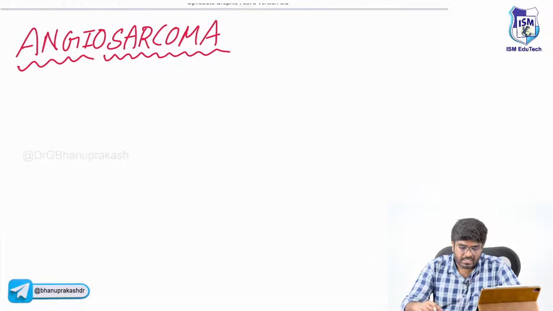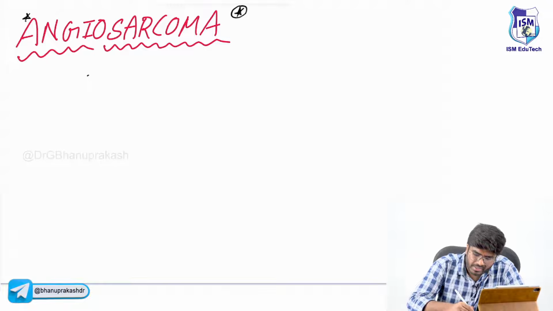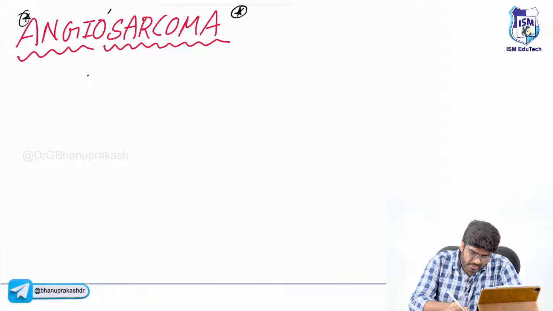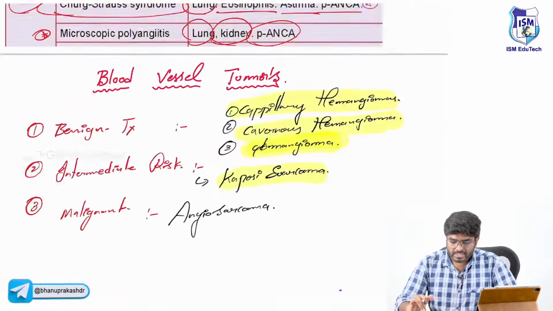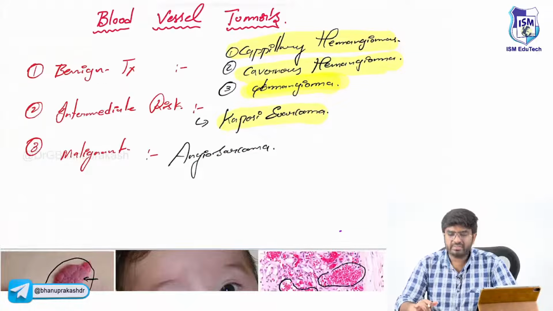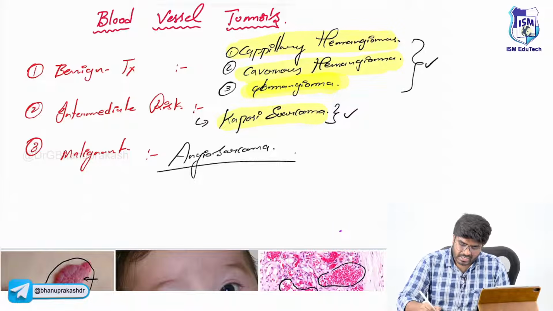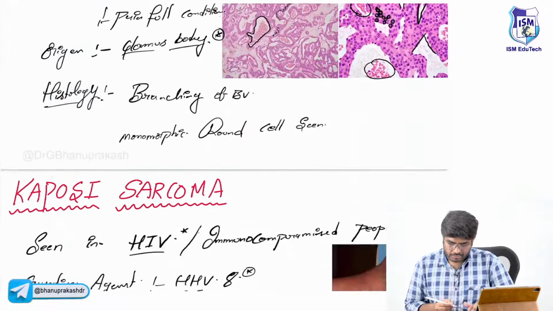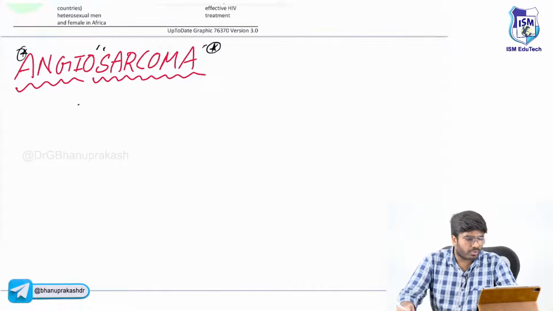Next, the last cancer which we are going to discuss is angiosarcoma. Angiosarcoma, what exactly is it? It's absolutely malignant, sir. It's a cancer. Angio means blood vessel, sarcoma means cancer. We have completed benign tumors and Kaposi sarcoma. Now we are going to start angiosarcoma, a malignant cancer. A very aggressive tumor, sir, with a very bad prognosis.